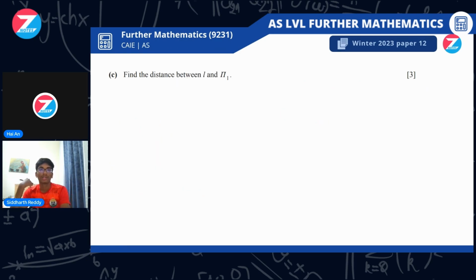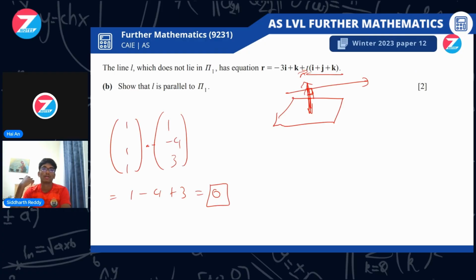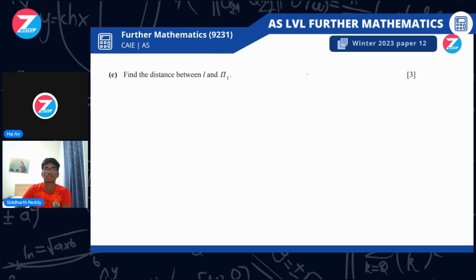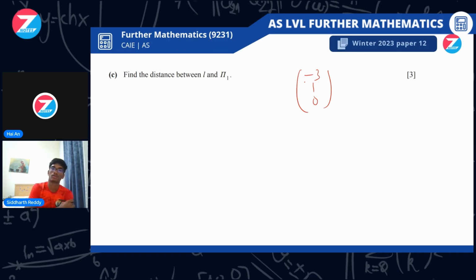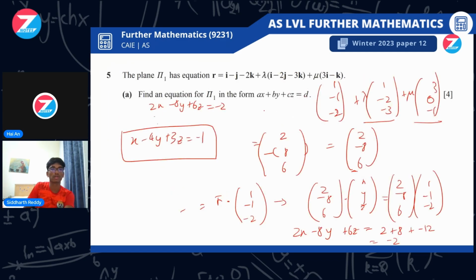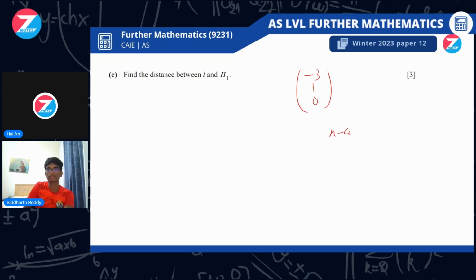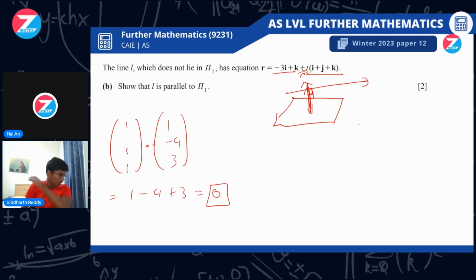Find the distance between L and pi 1. Okay, since it's parallel, all the points will have the same perpendicular distance. So we can just take this point on the line, minus 3 plus k, so it's (minus 3, 1, 0). Okay. So for this distance, the plane, what was the equation? x minus 4y plus 3z is equal to minus 1.